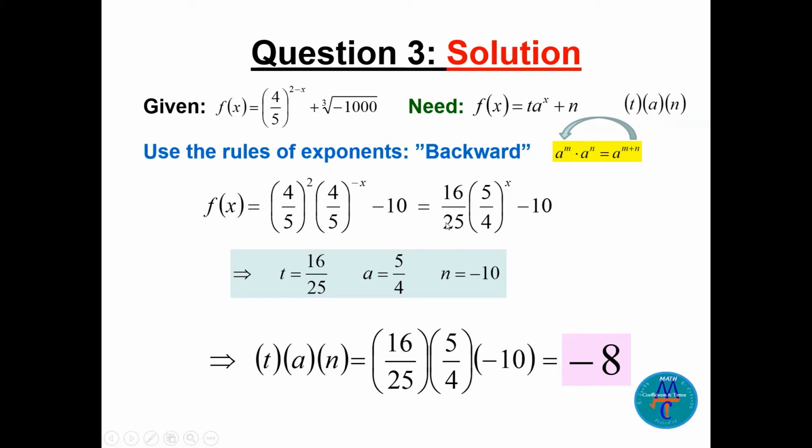Now 4 over 5 squared will be 16 over 25. 4 over 5 with the power minus x, I can take the minus and then flip this fraction: 5 over 4 to the power x, and then there is a minus 10 from the cube root of minus 1000. So now t is this coefficient here, 16 over 25, a is the base 5 over 4, n is minus 10, because this is plus n, and here we write plus in the bracket minus 10. Now let's multiply 16 over 25 times 5 over 4 times minus 10. When you simplify, you will get minus 8.